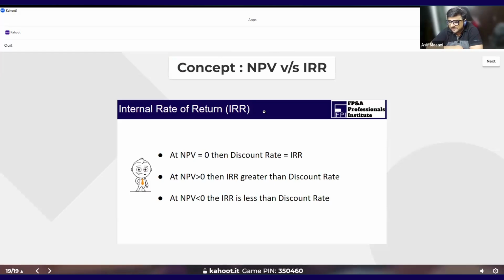At NPV equal to 0, your discount rate will be equal to your IRR. We already talked about NPV and IRR in the previous slide, so I'm not repeating that. When your NPV is greater than 0, your IRR will be greater than the discount rate. And when your NPV is less than 0, your IRR will be less than your discount rate. So this is NPV versus IRR.